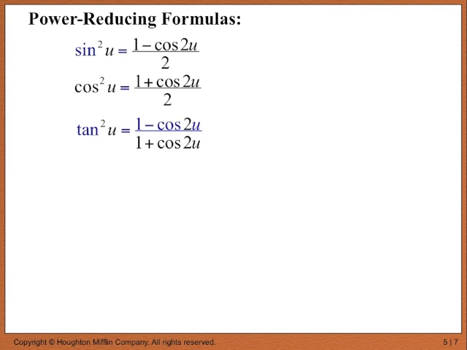Power reducing formulas. Now, you definitely will see these in calculus. So write them down. Sine squared u equals 1 minus cosine 2u over 2. Cosine squared u equals 1 plus cosine 2u over 2. Tan squared u equals 1 minus cosine 2u over 1 plus cosine 2u.